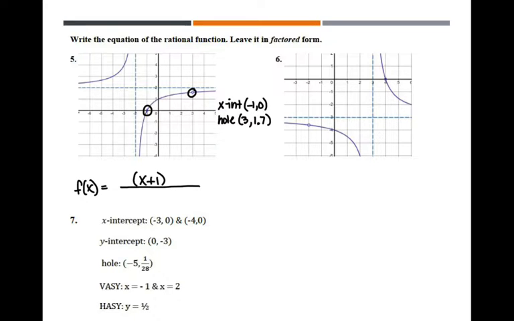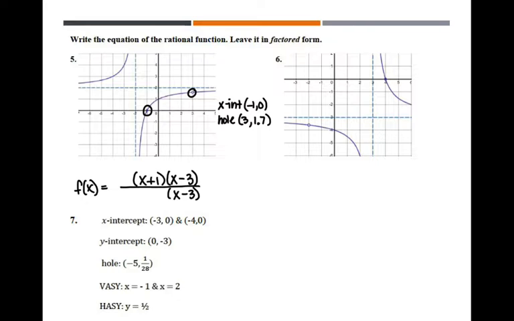And so the hole has an x-coordinate of 3, so that means it came from a factor of x minus 3. And holes come from factors that cancel. So if I have an x minus 3 on the top, then that means I also need to have an x minus 3 on the bottom, because that would result in the cancellation to create the hole.